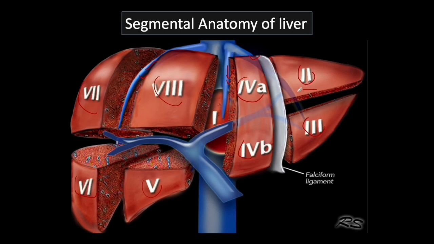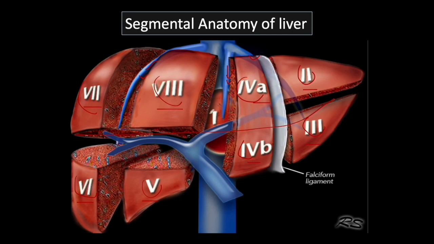Segment 2, segment 4A, segment 8 and segment 7 are above this portal vein. So this portal vein and its branches actually divide the liver into superior segments and inferior segments. Segment 2, segment 4A, segment 8 and segment 7 are superior segments, while segment 3, segment 4B, segment 5 and segment 6 are inferior segments.